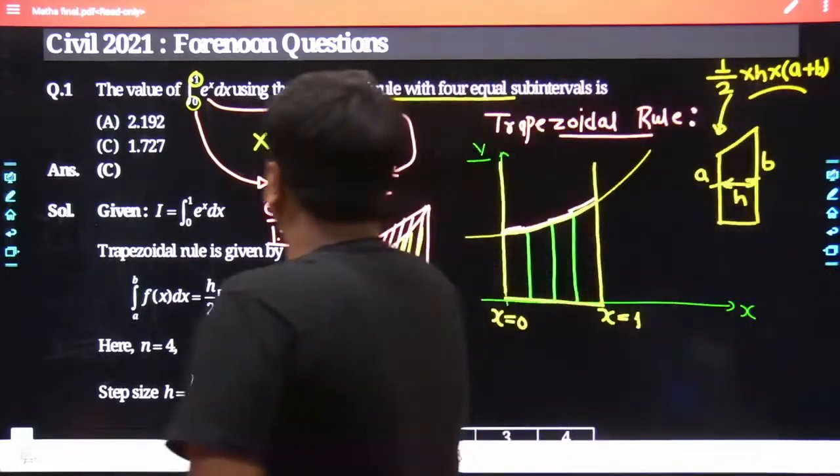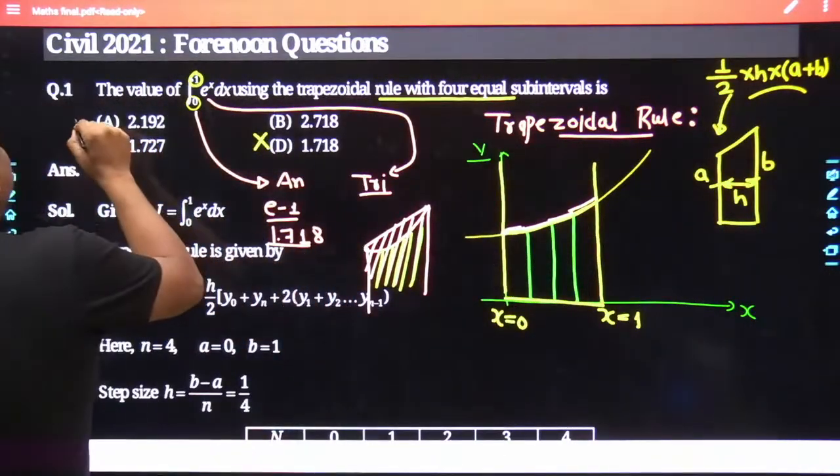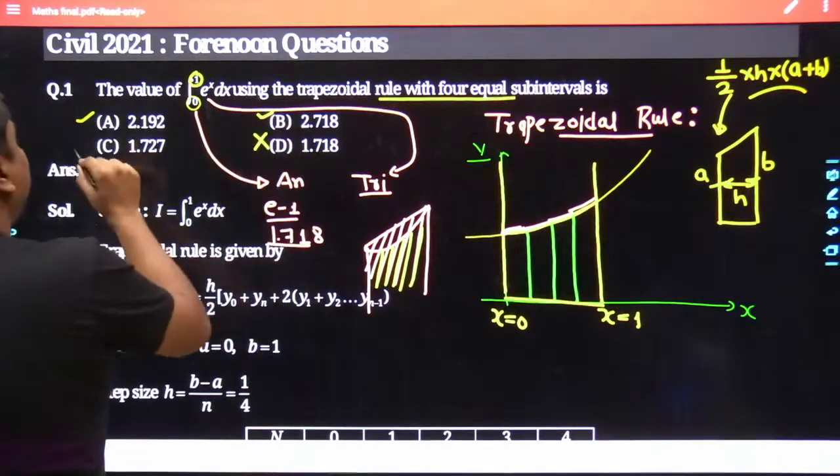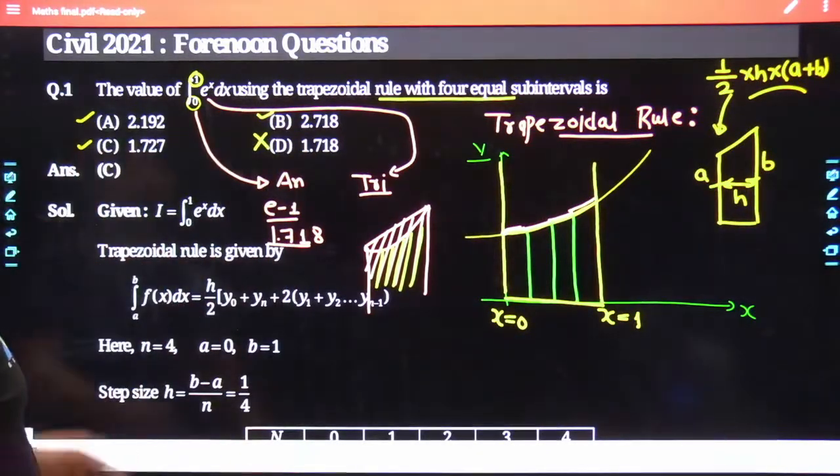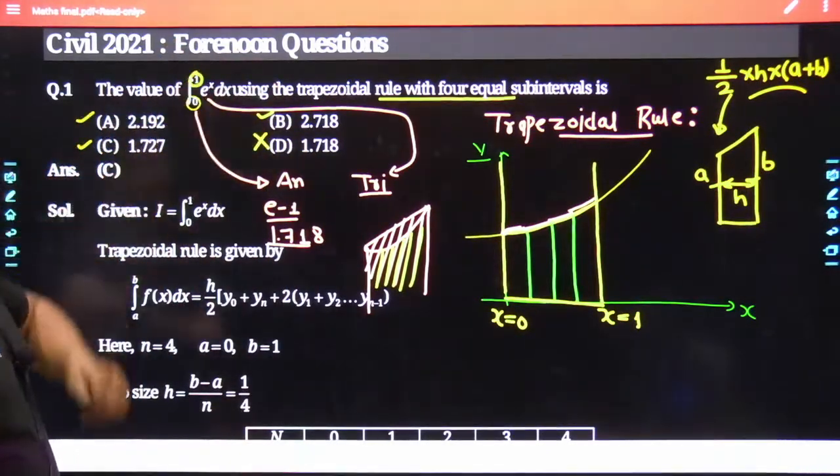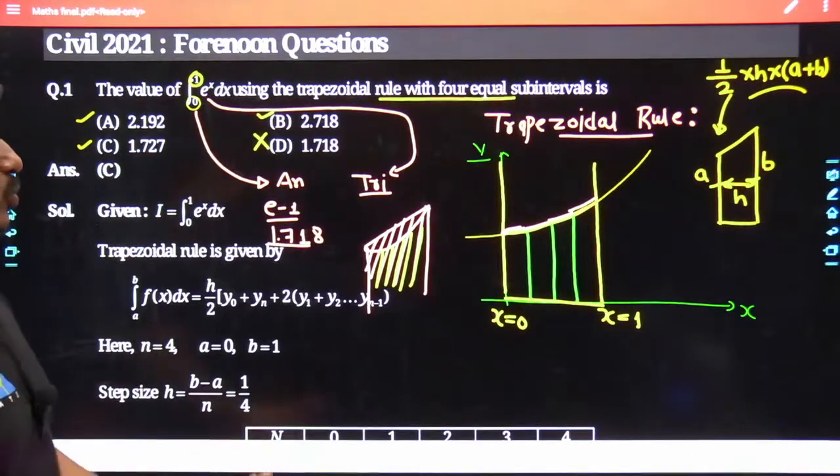So the area has to be larger. So the possible answers could have been A, could have been B, could have been C. Yes, because all three numbers are greater than 1.718. Till this point, probably each and everything must be clear to all of us.